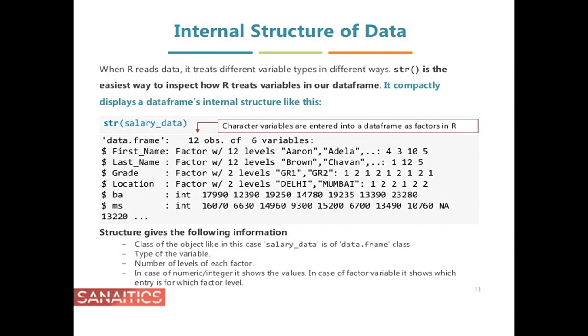Structure gives the following information. Class of the object, like in this case salary_data is of data.frame class. Type of the variable, number of levels of each factor. In case of numeric or integer, it shows the values. In case of factor variable, it shows which entry is for which factor level.